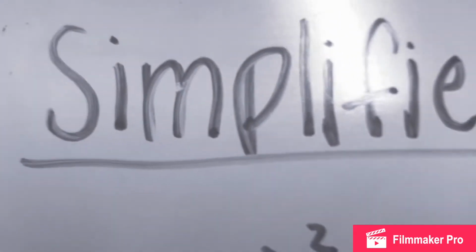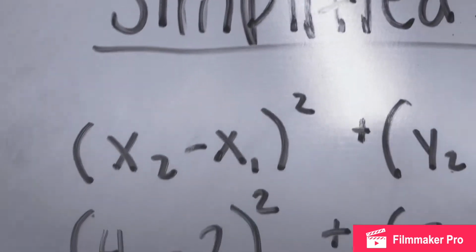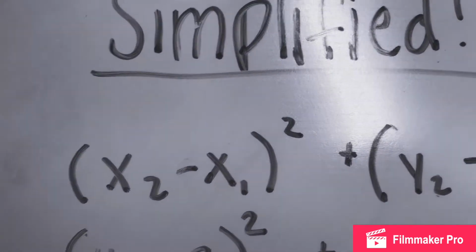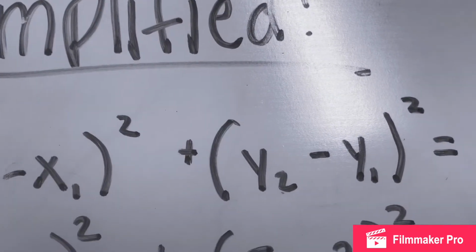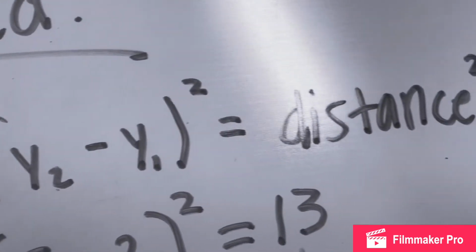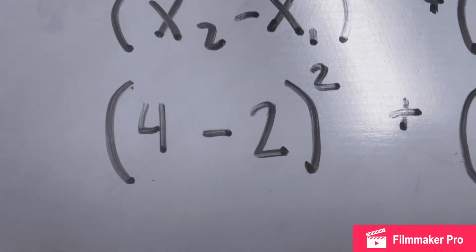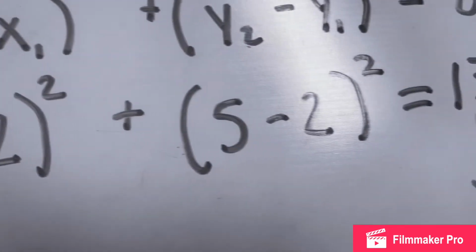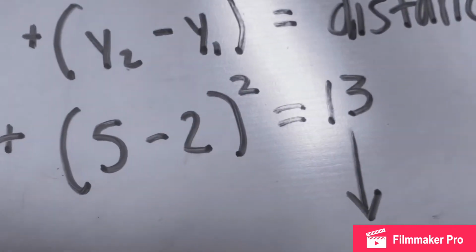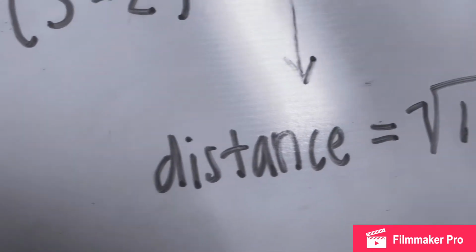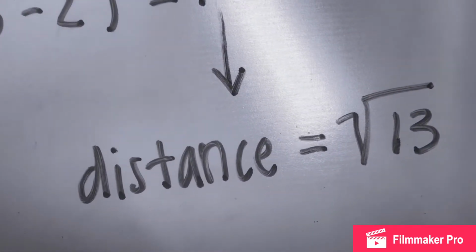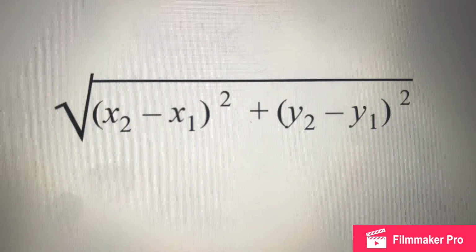If you simplify all of this knowledge, you can make an equation which combines all the math we just did. If you see, once you solve this out, you will end up getting the same exact answer for the distance. The final equation is the square root of x2 minus x1 squared plus y2 minus y1 squared.